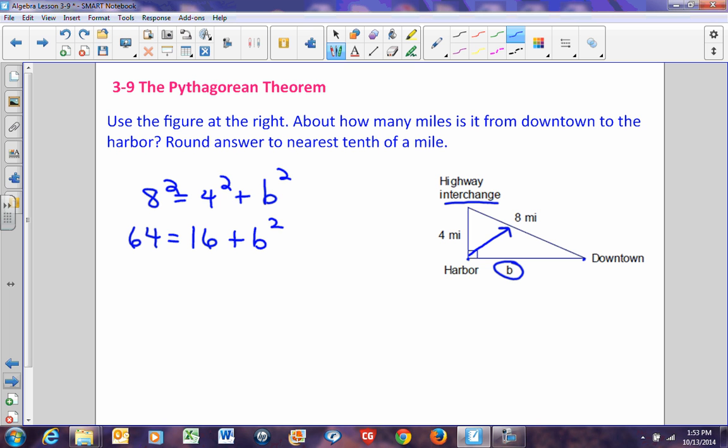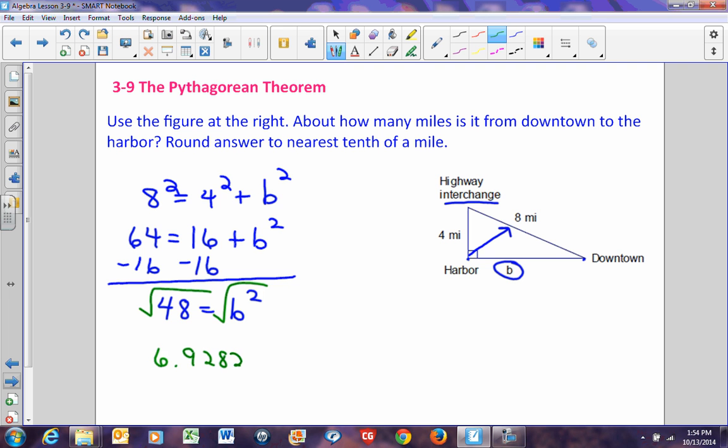So now I will subtract 16 from both sides of the equation. If I take 64 and subtract 16, I will get 48. Then I need to take the square root of both sides of this equation. There is no perfect square for 48. That's why it says to round to the nearest tenth. So if we take the square root of 48 and put it on our calculator, I get 6.928203, blah, blah, blah. Okay?